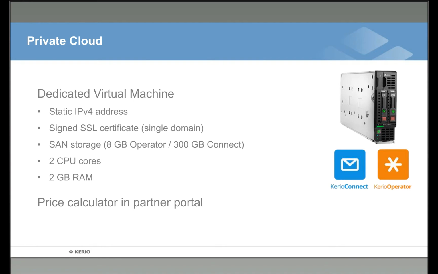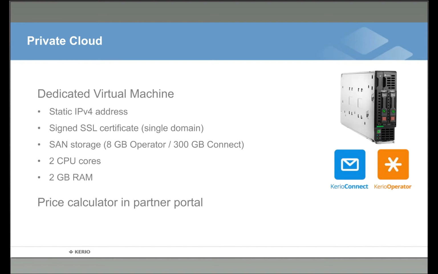The dedicated virtual machines, which we now call private cloud, come with a static IP address that we guarantee to be a clean IP address. It does come with a signed SSL certificate. That SSL certificate is provided by Kerio, and the only SSL certificate that comes with the private cloud machine is the one for your primary host name. So if you wanted to add multiple SSL certificates, you would need to purchase those certificates and install them.